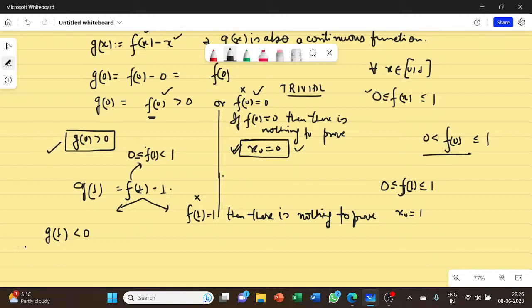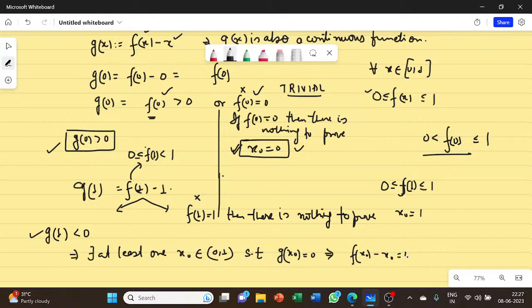Now, g of 0 is positive, g of 1 is negative. What does it imply? It implies there exists at least one x naught belonging to the open interval (0, 1) such that g of x naught equals 0. And if g of x naught is equal to 0, that implies f of x naught minus x naught is 0. That implies f of x naught should be equal to x naught. Is that clear or not clear?